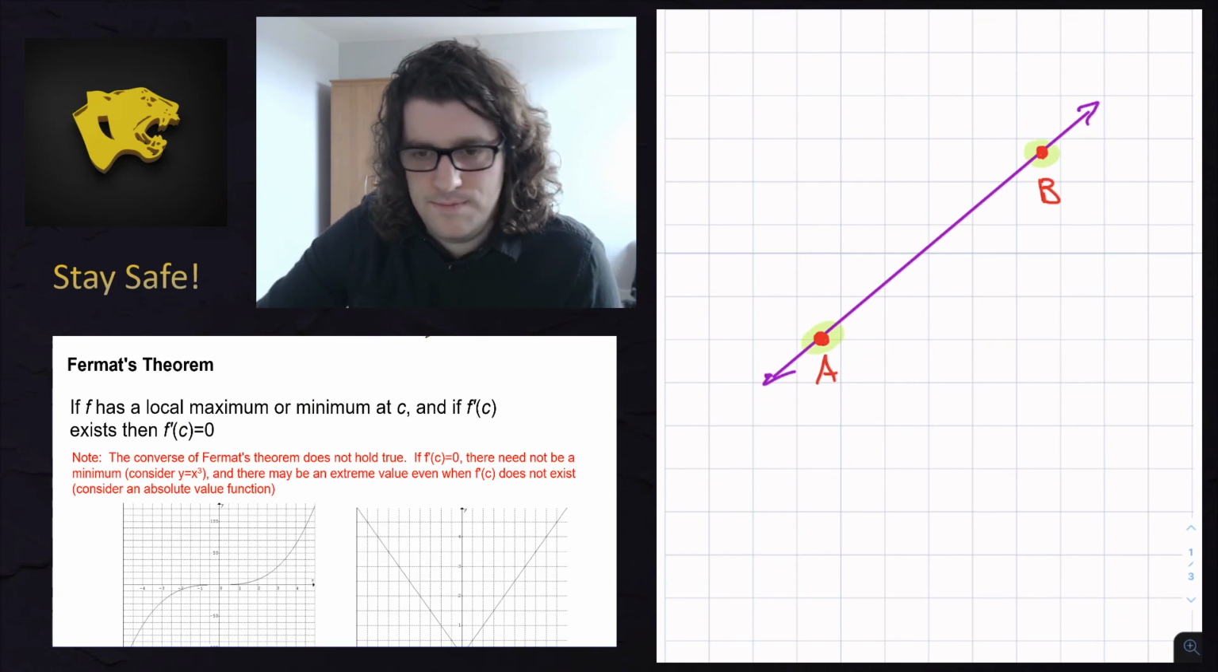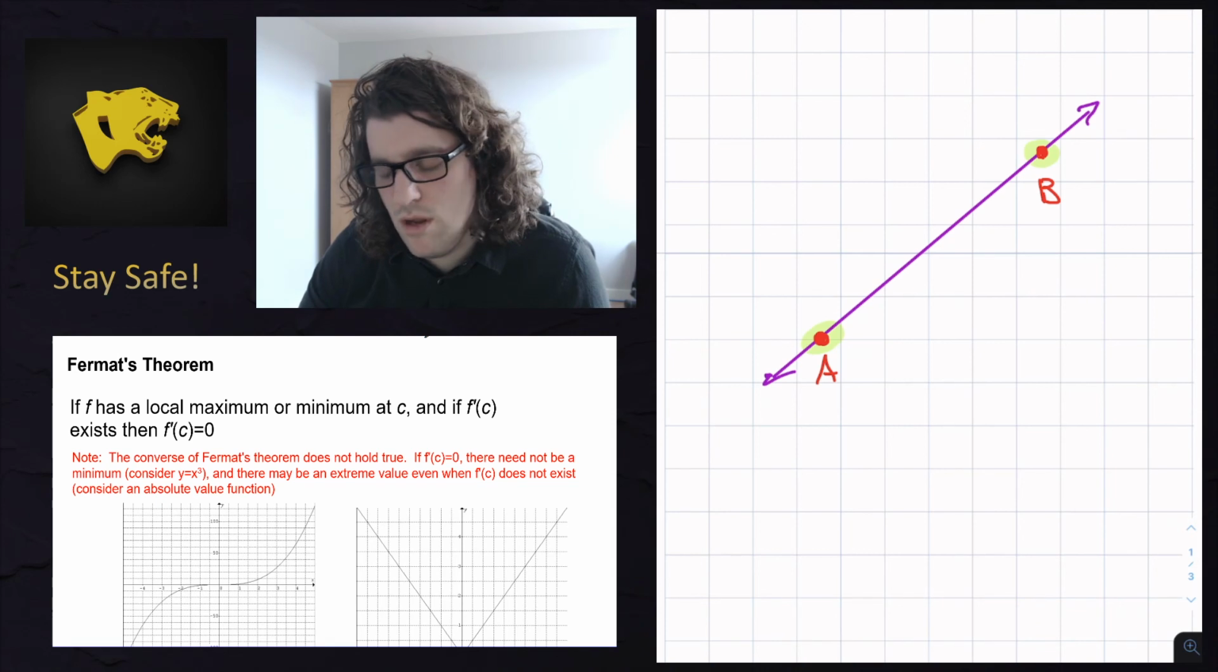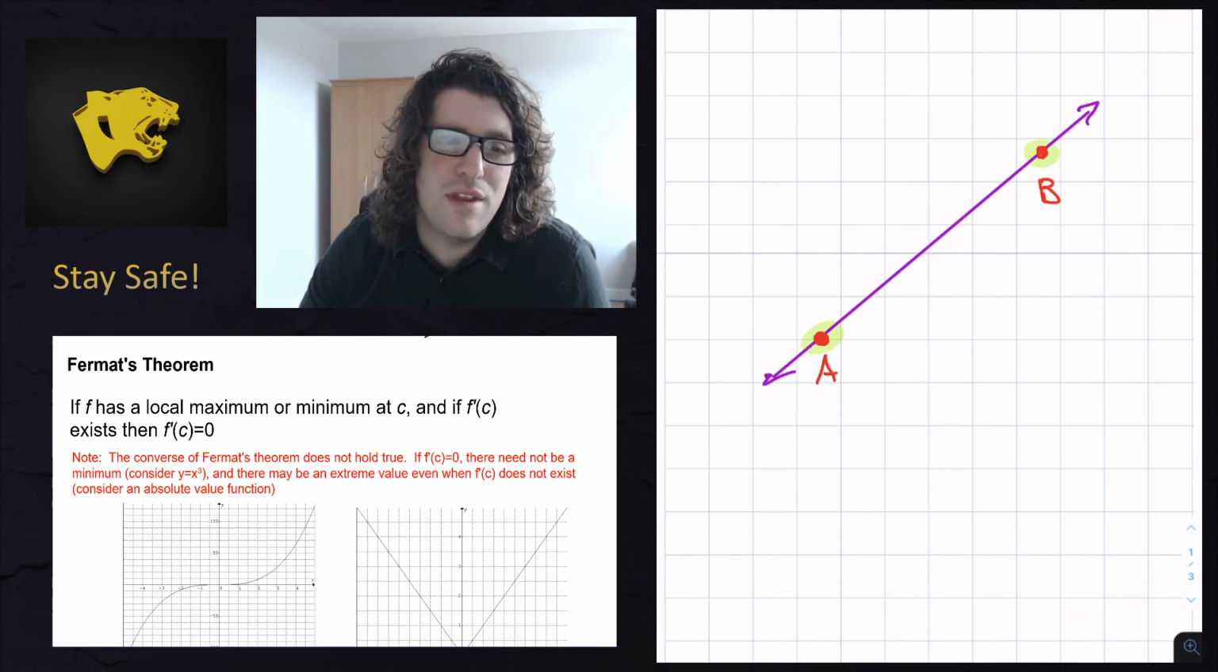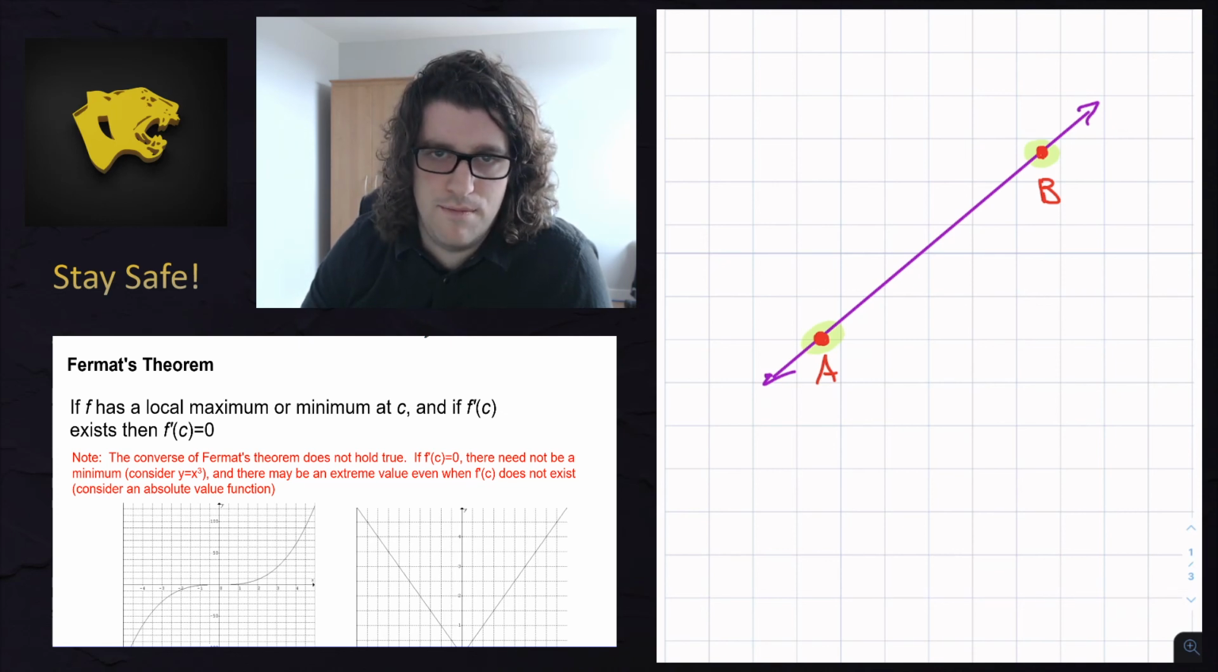Fermat's theorem is where we start seeing a relationship to what we're talking about with respect to derivatives. So Fermat's theorem says that if there is a local maximum or minimum at some c value, and if the derivative exists there, then the derivative is 0.